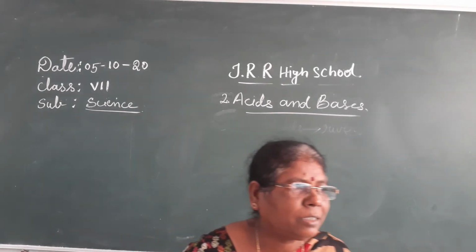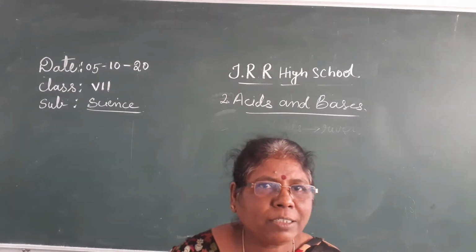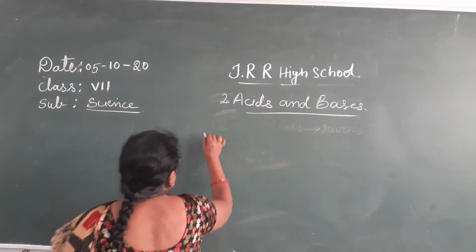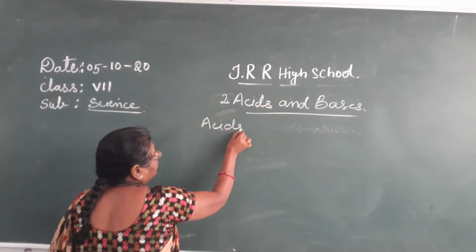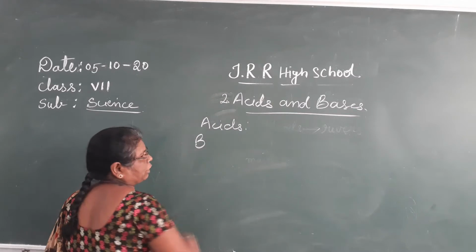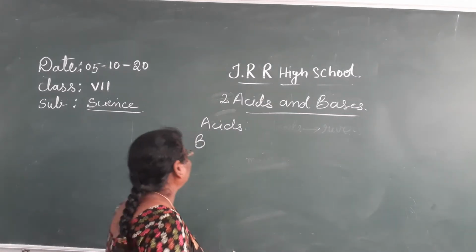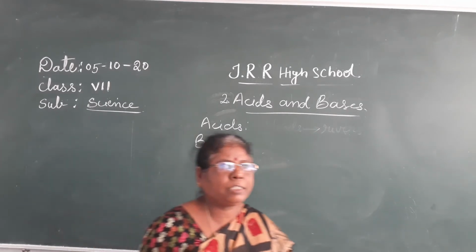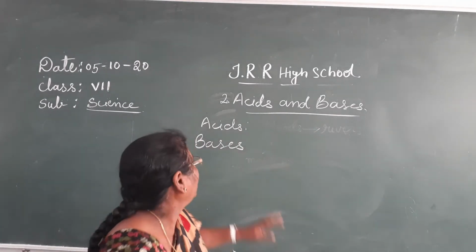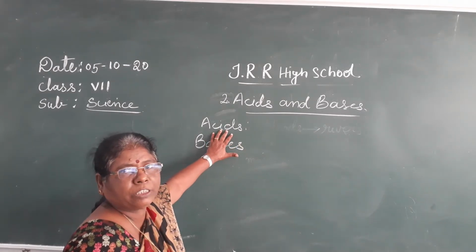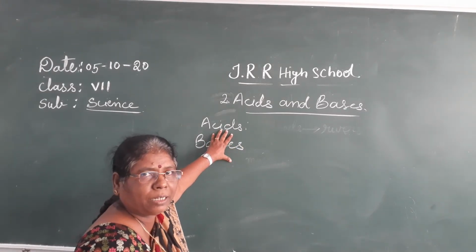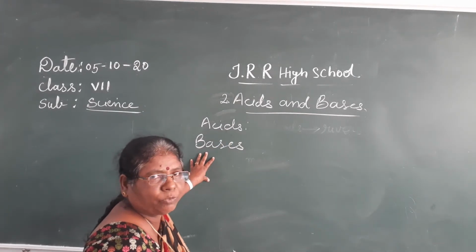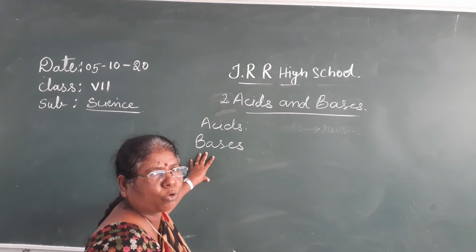Already we discussed the second topic, that is acids and bases. So here, what are acids? Acids are sour to taste. They change blue litmus to red in color, and bases are soapy to touch. They change red litmus to blue color. Acids are sour in taste, which changes blue litmus to red in color, and bases are bitter in taste, soapy to touch, which changes red litmus into blue color.